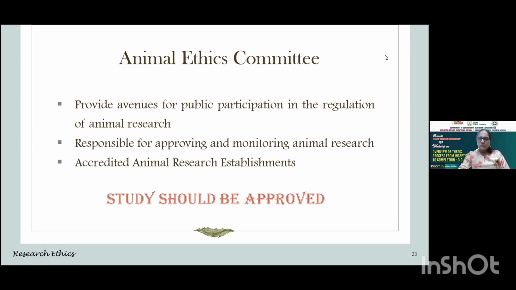So wherever you are conducting the research, the institution should have an animal ethics committee, and the study has to be approved through the committee, and only then can the study be started. Like a human ethics committee approval, the animal ethics committee is also very active and any research on animal subjects has to go through this committee.